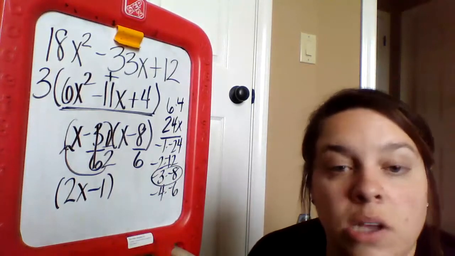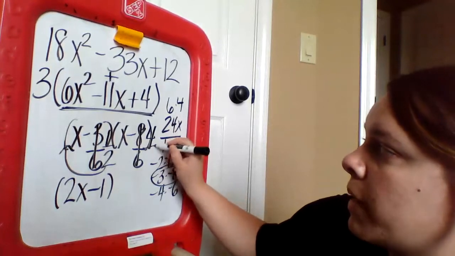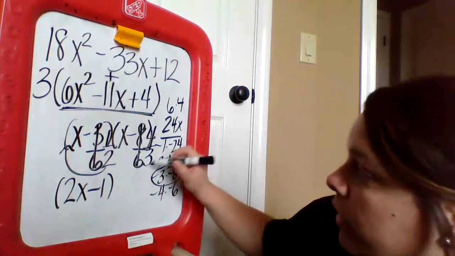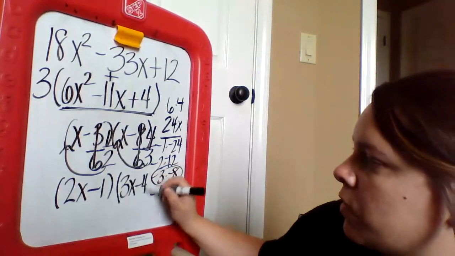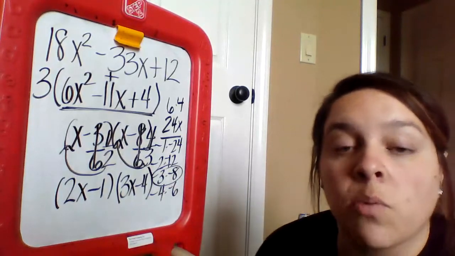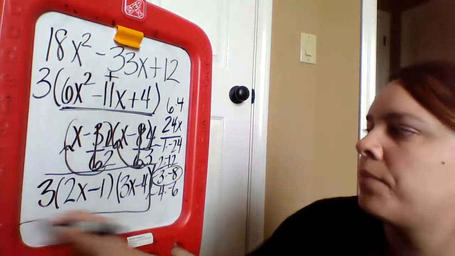8 divided by 6 is also not a whole number, but it reduces to 4/3. So I'm going to make that a 4/3. So I'm going to bottoms up that 3. So that's 3x minus 4. And then since you took out that GCF of 3 at the beginning, we're going to throw that back out front. And we are done.